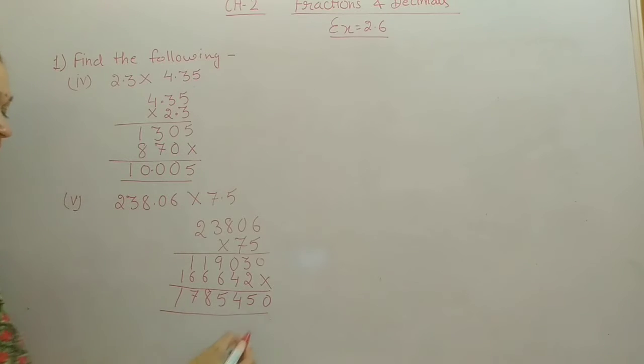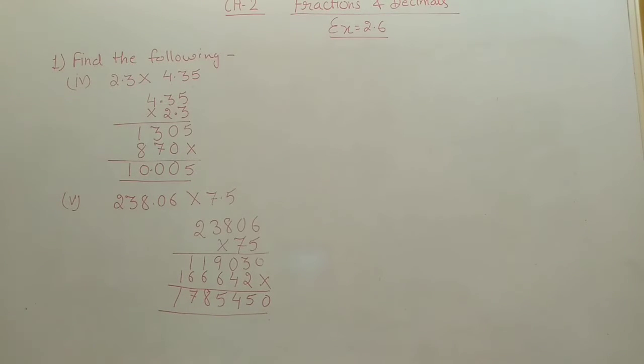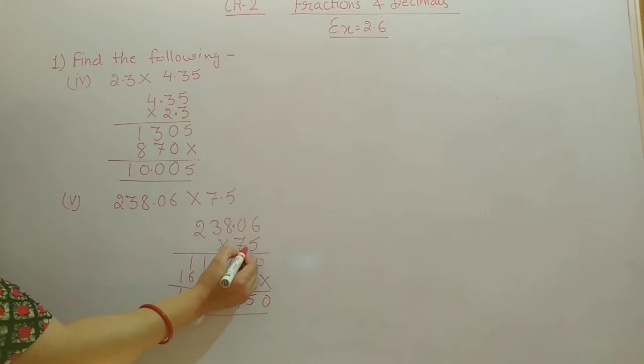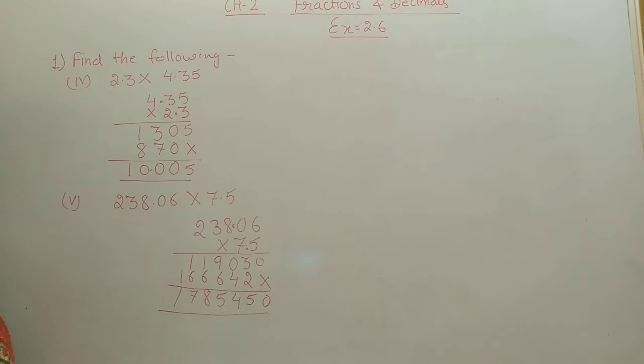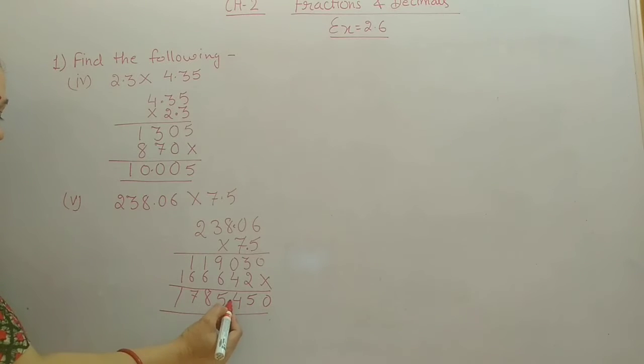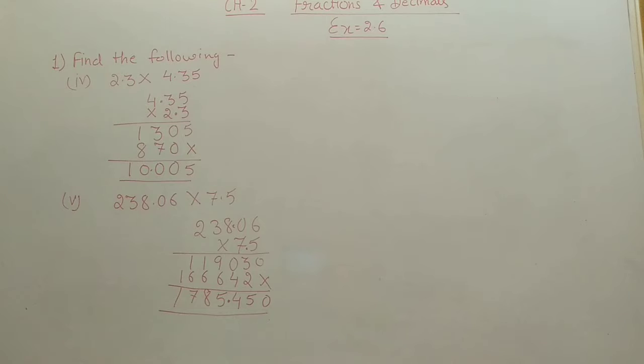So we have 1785450. Now you see 2 decimals are here and 1 decimal here. So total we have 3 decimals. 1, 2, 3. So the decimal will come here: 1785.450 is the answer.